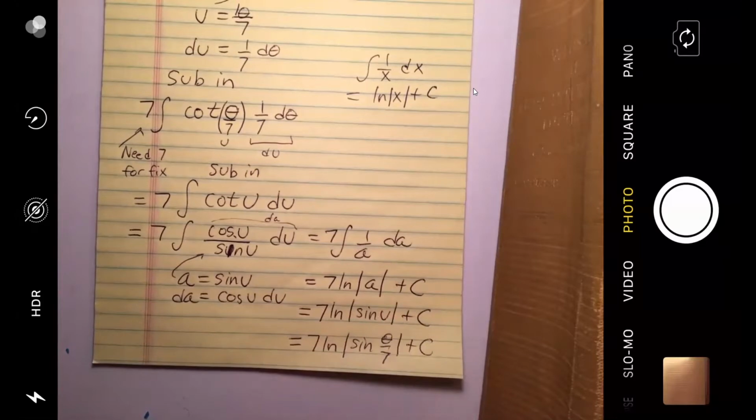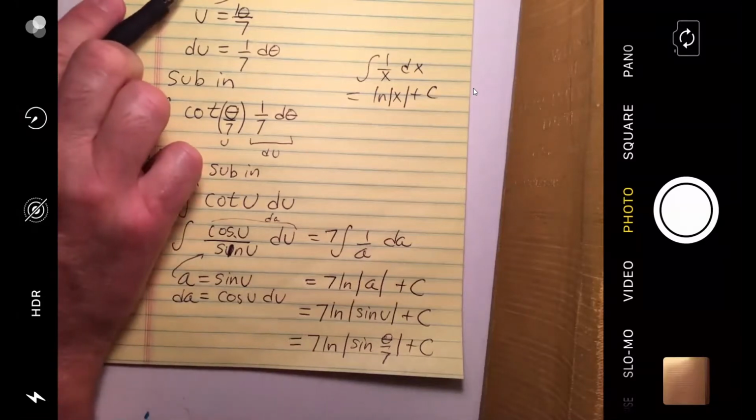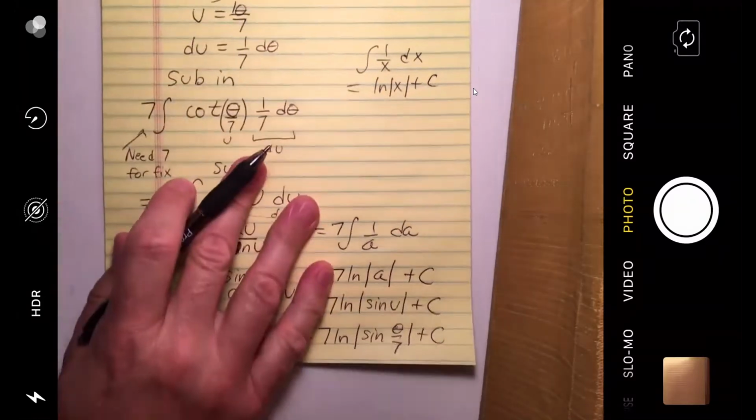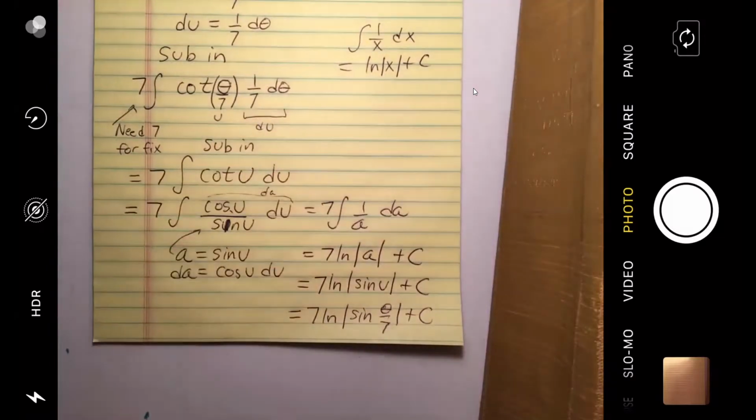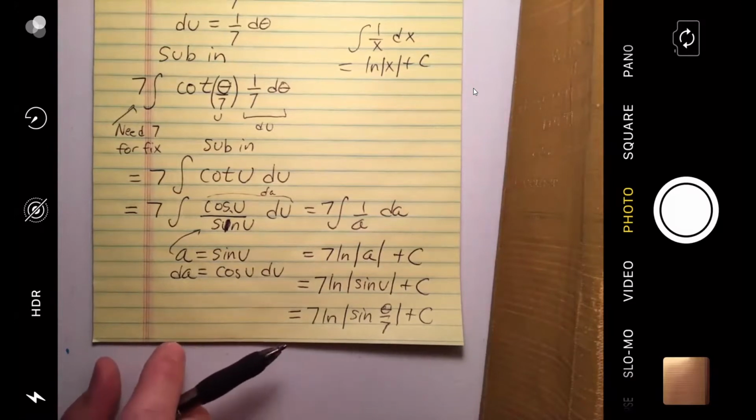Now, if you actually wanted me to check it, you could do a derivative on this and you should come back to the original cotangent at the top. I would be thrilled to show you that. It'd only take another 4 or 5 steps. Or you can punch this into WebAssign and let it tell you right or wrong. What do you prefer?